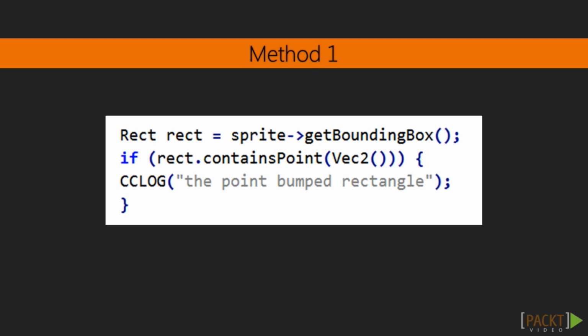The first method checks whether a point is contained within the rectangle of the sprite. Firstly, you get the sprite's rect using the getBoundingBox method. Using the containsPoint method by specifying the coordinate, it is possible to detect whether it contains the point. If it contains it, the method returns true.